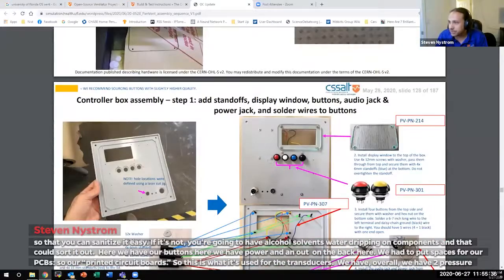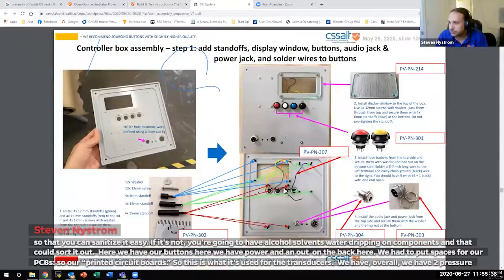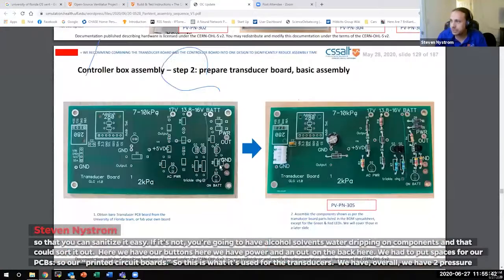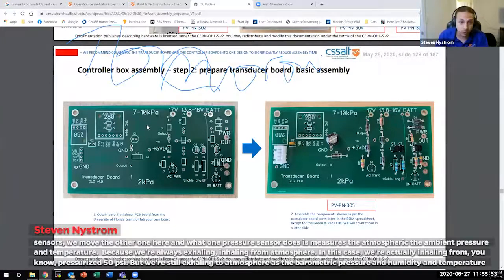Here we have our buttons. Here we have power in and out. On the back here, we had to put spacers for our PCBs, our printed circuit boards. So this is what is used for the transducers. We have, overall, 2 pressure sensors. We glue the other one here. And what one pressure sensor does is measure the ambient pressure and temperature.